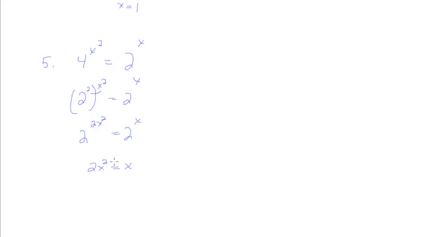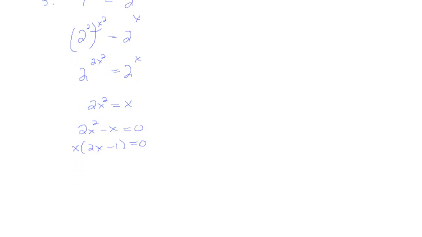I'm solving a quadratic. So subtract x to set that equal to 0, factor, and set each factor to 0. So x equals 0, or 2x minus 1 equals 0, and then this will give me 2x equals 1, and x equals 1/2.